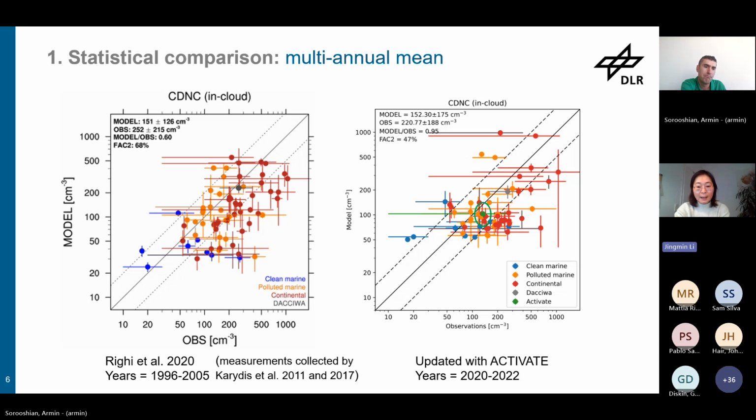So we update the left plot to the ACTIVATE observational years 2020 to 2022, and also include ACTIVATE measurements as a blue dot here. Similarly, we also see a good agreement between model and observation for this multi-annual mean CDNC value.